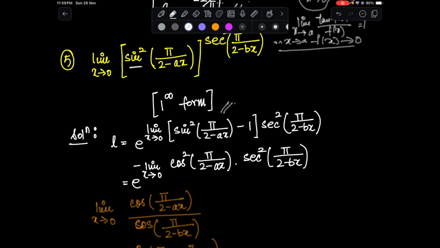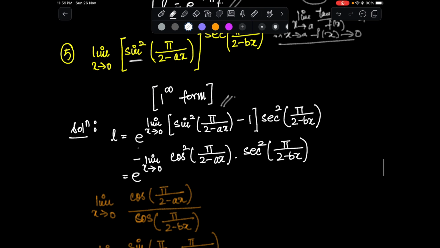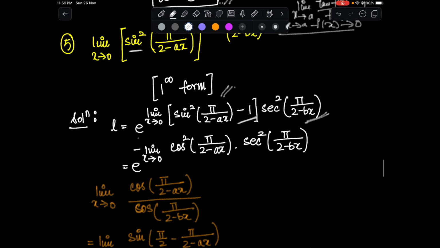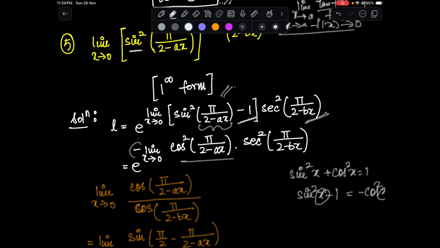Now let's see what we are doing. I am directly going and applying the formula e to the power limit, subtracting 1 and multiplying it with the power. Now once I do this, I know that sine square x minus 1 is minus cos square x, because I know that sine square x plus cos square x is 1. So this x can be anything, okay? Over here the x is this argument, so I have replaced it with this, and the minus I have kept outside.